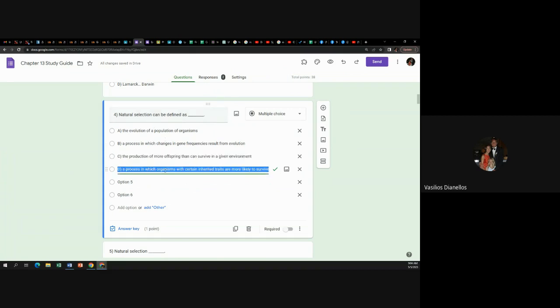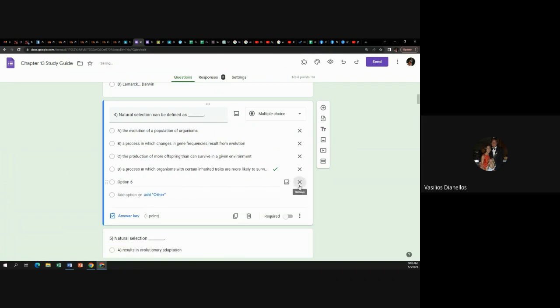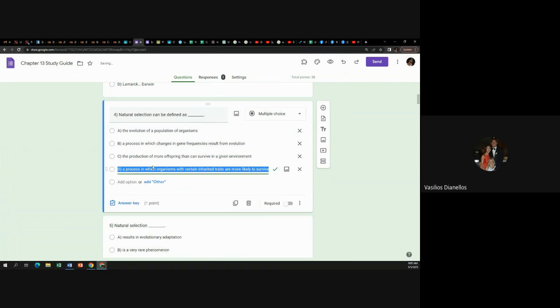So the correct answer here is the process in which organisms with certain inherited traits are more likely to survive. This is directly from your textbook. If I were to write this, the correct option would have more to it, because just being able, well, no, it's in there. Inherited traits. So there's the keys there, right? Inherited traits and likely to survive, pass along, and have more offspring, things like that. So I don't like the way this one's written. It probably won't be on the exam. Any questions about that one?